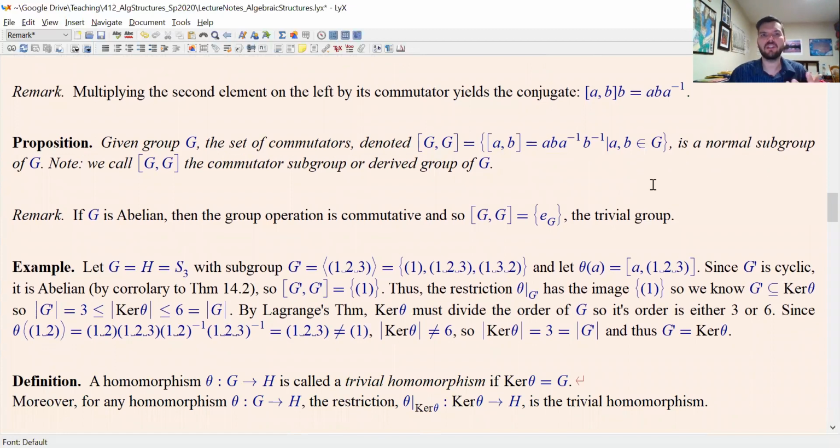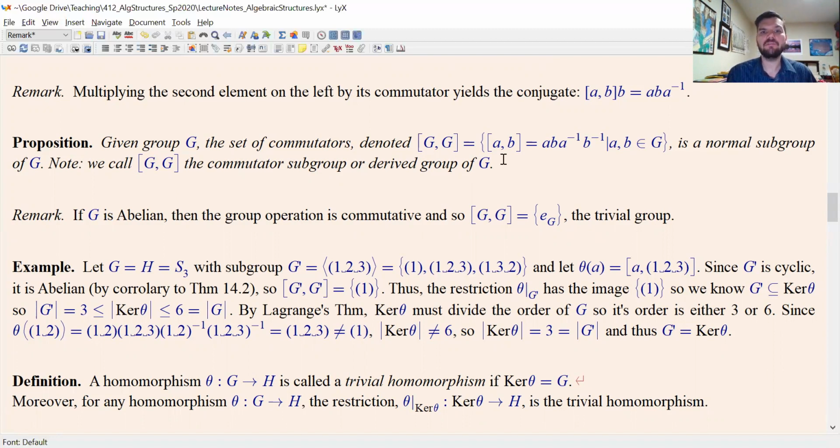Here's a little proposition we're going to work on as a class. Given a group G, the set of commutators, denoted by the commutator of G and G, is the set of all commutators of elements A and B that are in G. So if you collect together all the different results of the commutator operation on the two pieces, that set is a normal subgroup of G. And we call it the commutator subgroup or the derived group of G. It's a very special normal subgroup. And we've talked about this before.